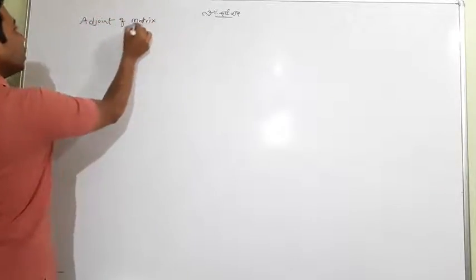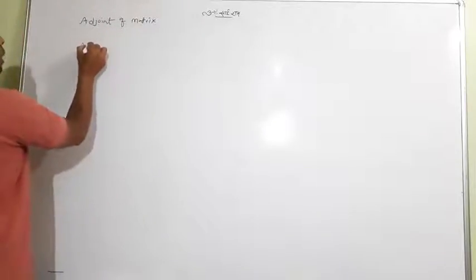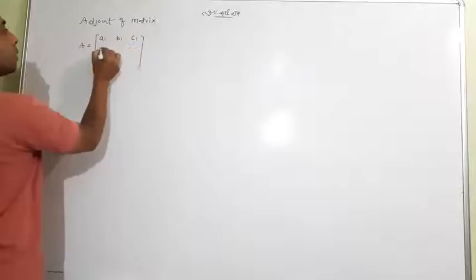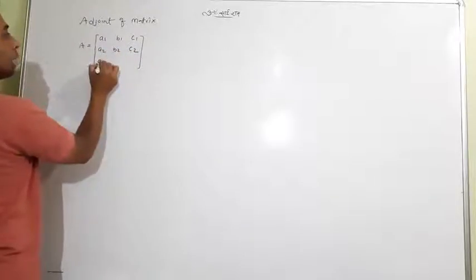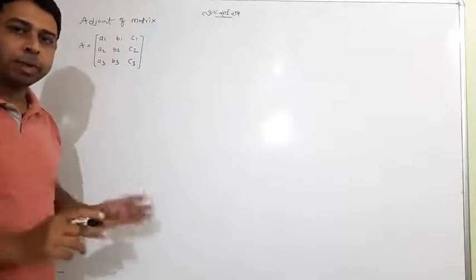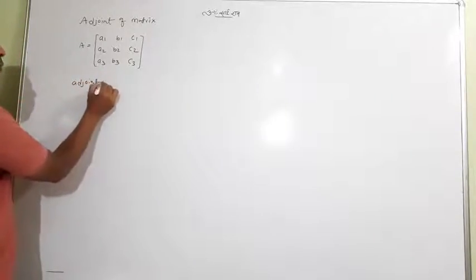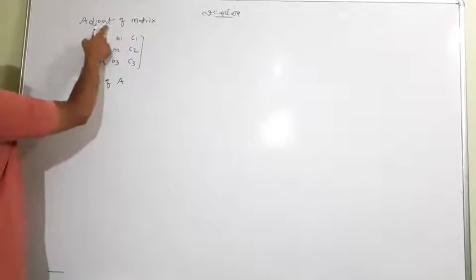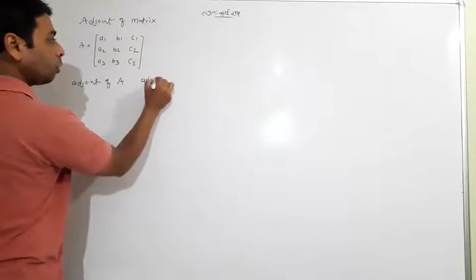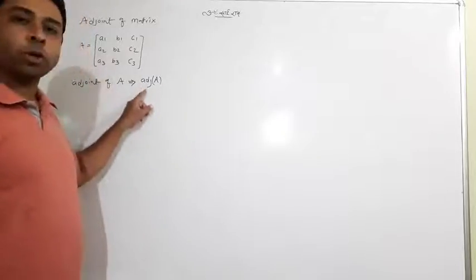Look at the word matrix. Adjoint of matrix. Okay. Now let me say something. This is A1, B1, C1, A2, B2, C2, and third row A3, B3, and C3. This is a matrix. Keep in mind it is a matrix. And we are learning here the term adjoint of matrix A, which is shortly called ADJ, adjoint of A.